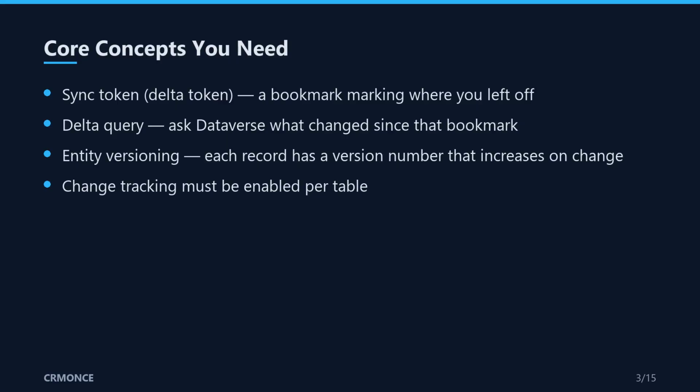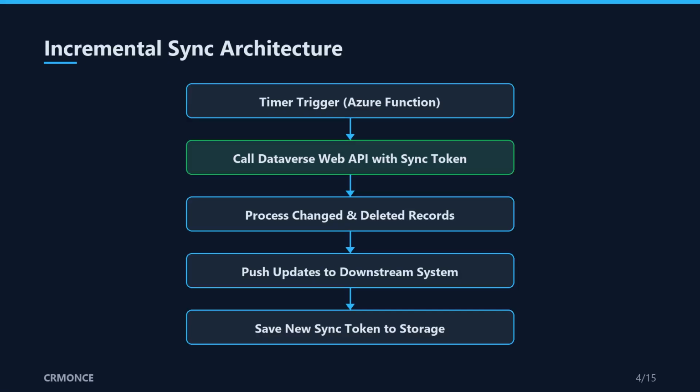Third, entity versioning. Every record in Dataverse carries an internal version number that increases whenever it's updated, which is how Dataverse knows what counts as new. One important setup step: change tracking has to be explicitly turned on for each table before you can query deltas against it. Here's the full picture of what we're building.